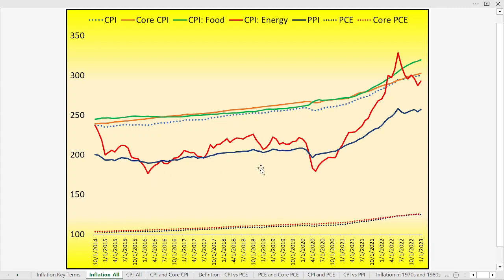We have the blue line below this, which is the PPI, the Producer Price Index. Notice the PPI tracks in a parallel fashion to the CPI, but lower down. And much lower we have the PCE and core PCE, which are measured on a different scale, and that's why they're lower down. But they all tend to travel in the same direction. Of course, there are divergences that we're going to take a look at.